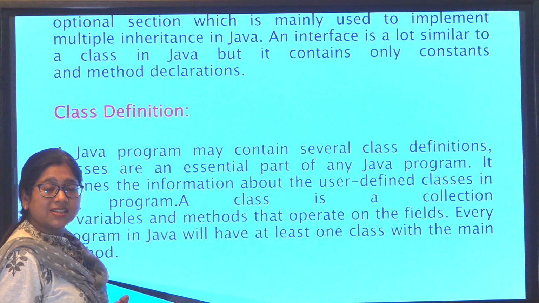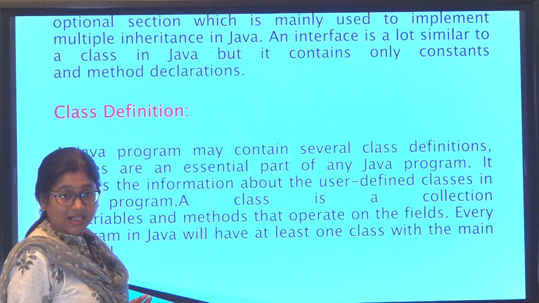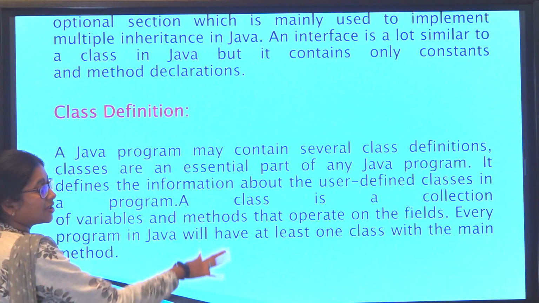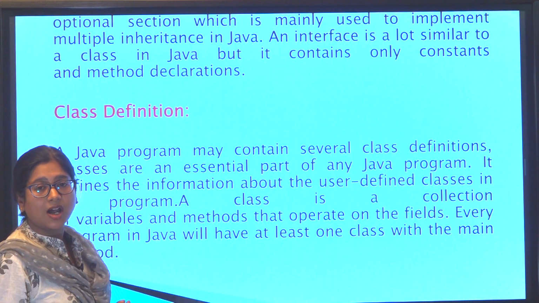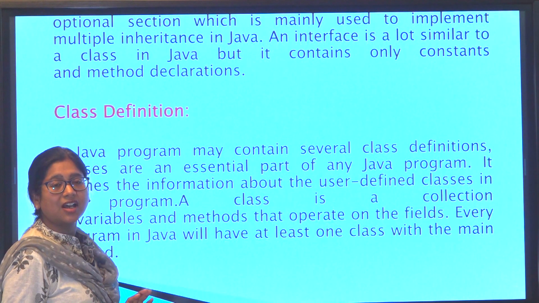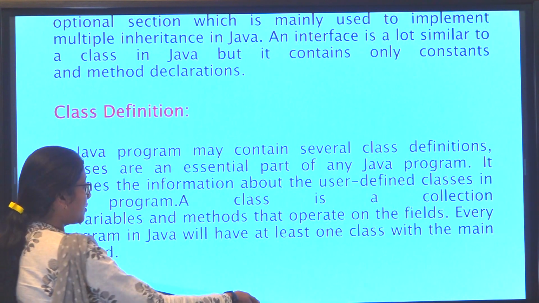Java supports the concept of multiple classes. We can create more than one class in Java. These classes are defined in this particular section. This is also an optional part, because in this section we don't declare the main method. So it is also optional.